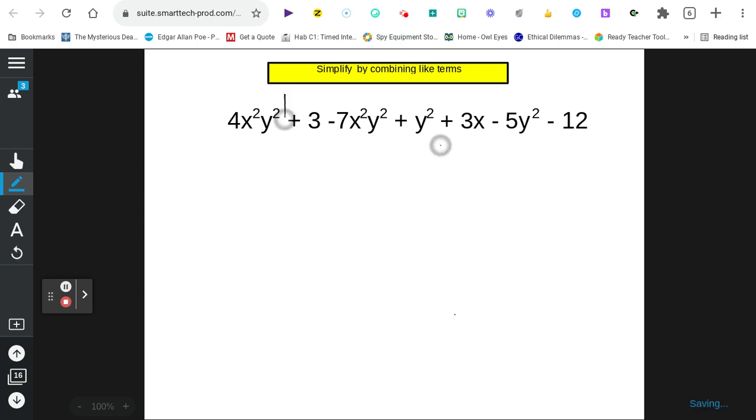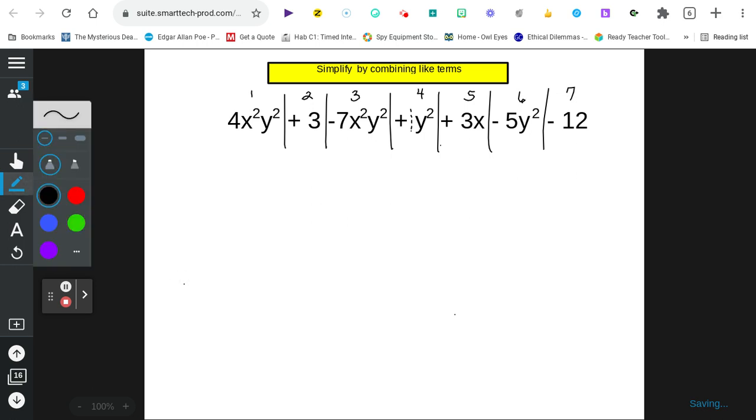All right, I'm going to separate these using bars for every plus or minus. I'm going to put my imaginary 1. I'm going to list it as term 1, 2, 3, 4, 5, 6, 7. This thing has 7 terms. Okay, let's get started.